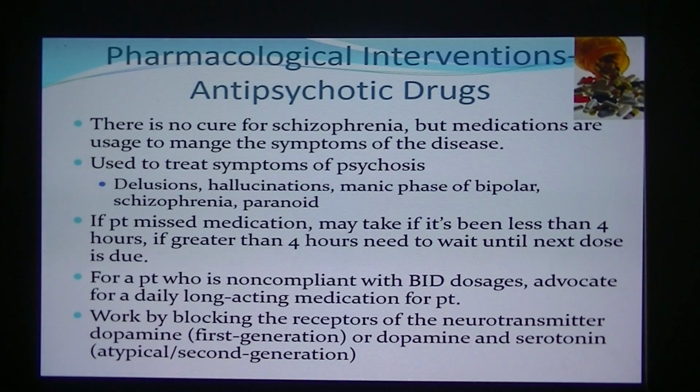So, your antipsychotic medications. Medications are used to manage the symptoms of schizophrenia, they do not cure the disease. There are two generations, the first generation and the second generation. The first generation is the conventional antipsychotic drugs. They work by decreasing the amount of dopamine by blocking the dopamine receptors. So remember the theory that schizophrenia is caused by increased dopamine and increased serotonin. And so the first generation works by blocking the dopamine receptors.